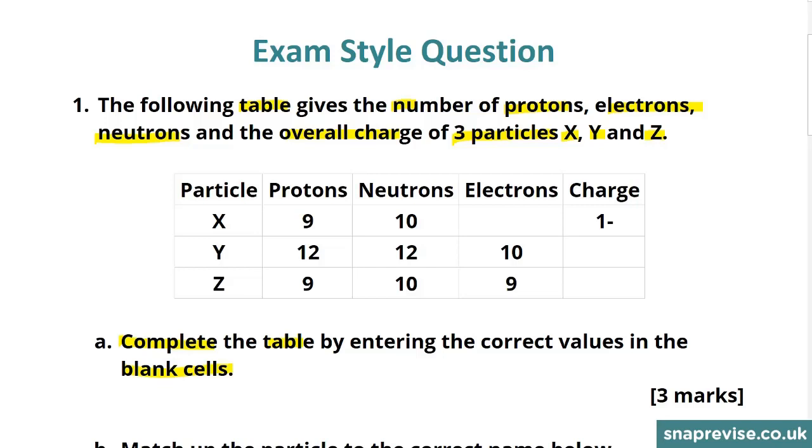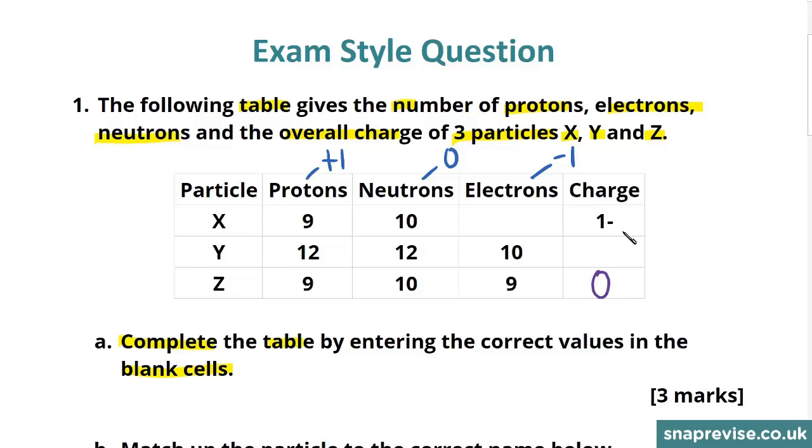Answering this question correctly is dependent on you remembering the charge on a proton, neutron and an electron, which is that a proton has a +1 charge, a neutron is neutral, so has no charge, and an electron has a -1 charge. Therefore, if the number of protons is equal to the number of electrons, the positive charge of the protons will be balanced out by the negative charge of the electrons, and the overall charge will be 0. And you can see that this is the case for particle Z. We have 9 positively charged protons and 9 negatively charged electrons, giving us an overall charge of 0.